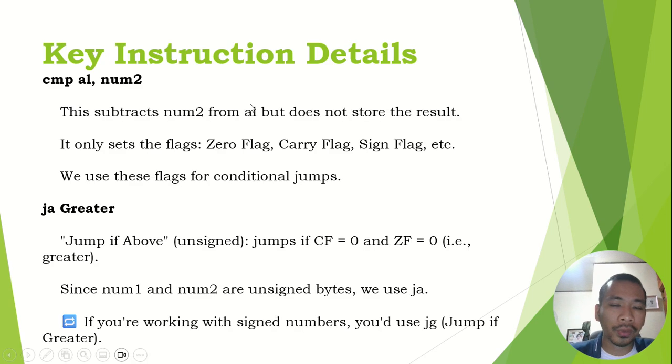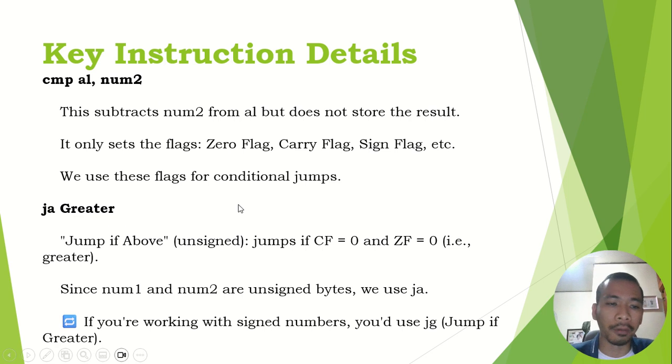Next, let's go on to discuss part by part. Here are our key instructions in detail. So CMP AL, num2 subtracts num2 from AL but does not store the result. So we're just comparing or subtracting, no? It only sets the flags: zero flag, carry flag, sign flag, and so on.